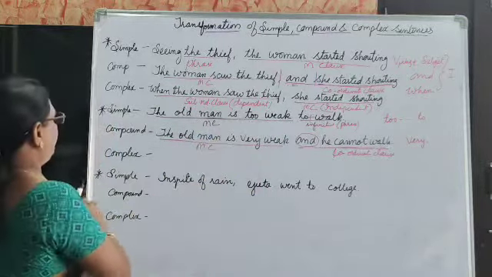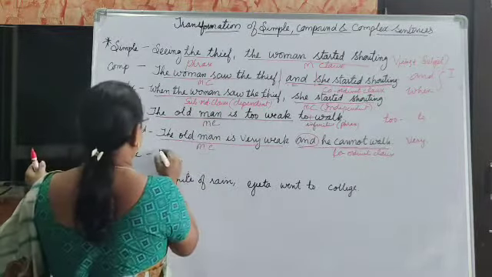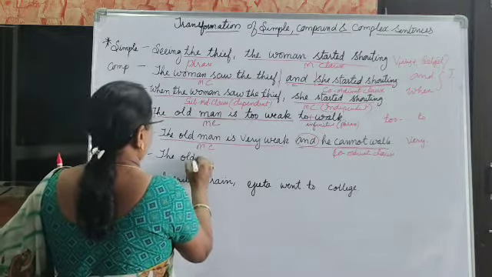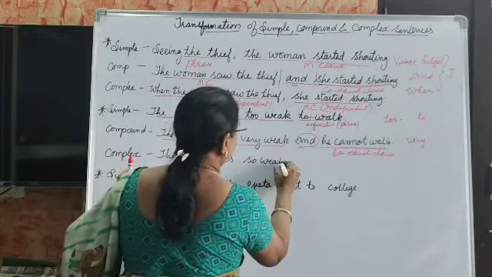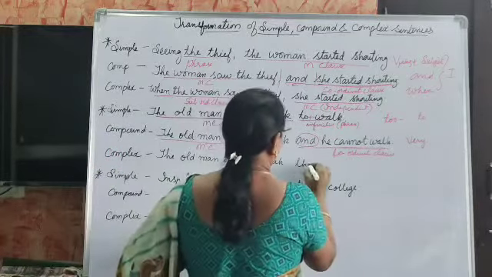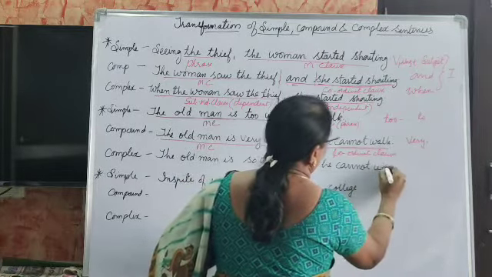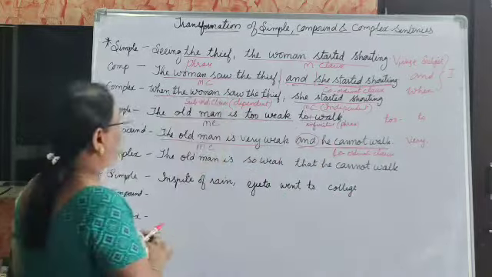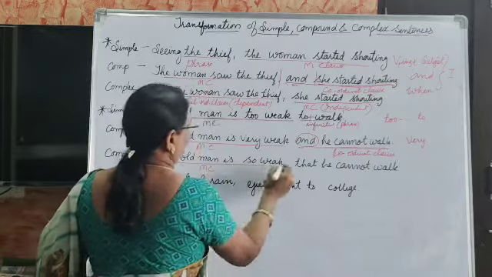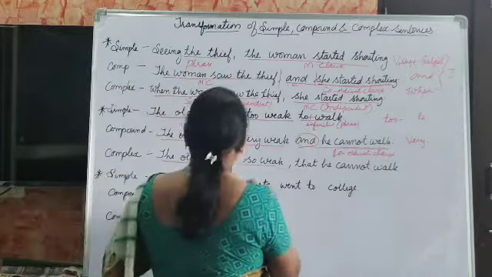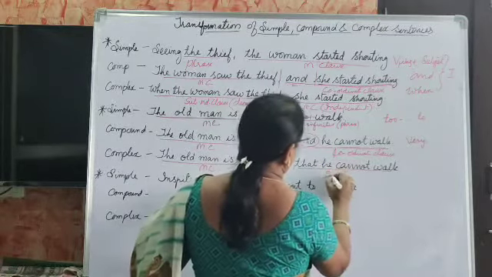Now let us see the next one. This is changed into complex. How do we have to change it into complex? Let us see. The old man is so weak that he cannot walk. The old man is so weak, this is the main clause. That he cannot walk, this is the subordinate clause.